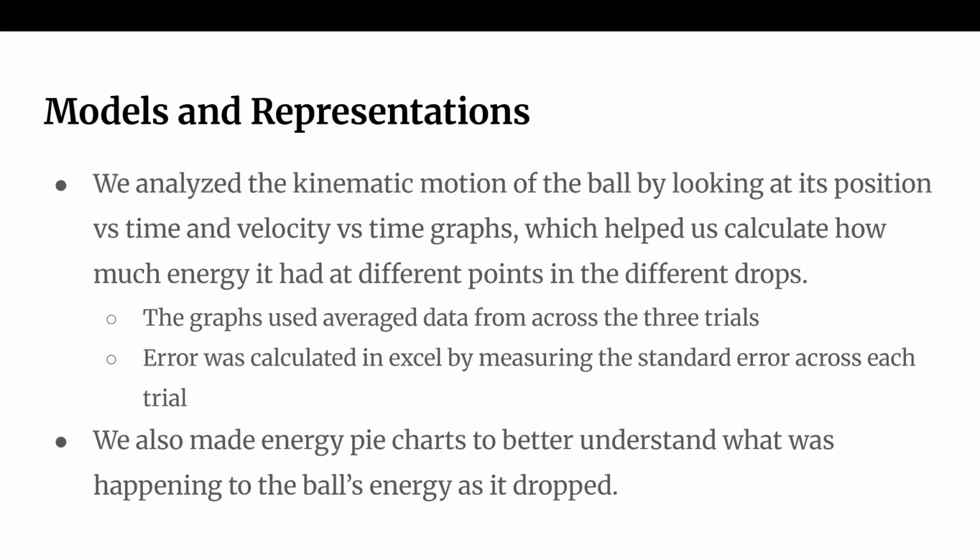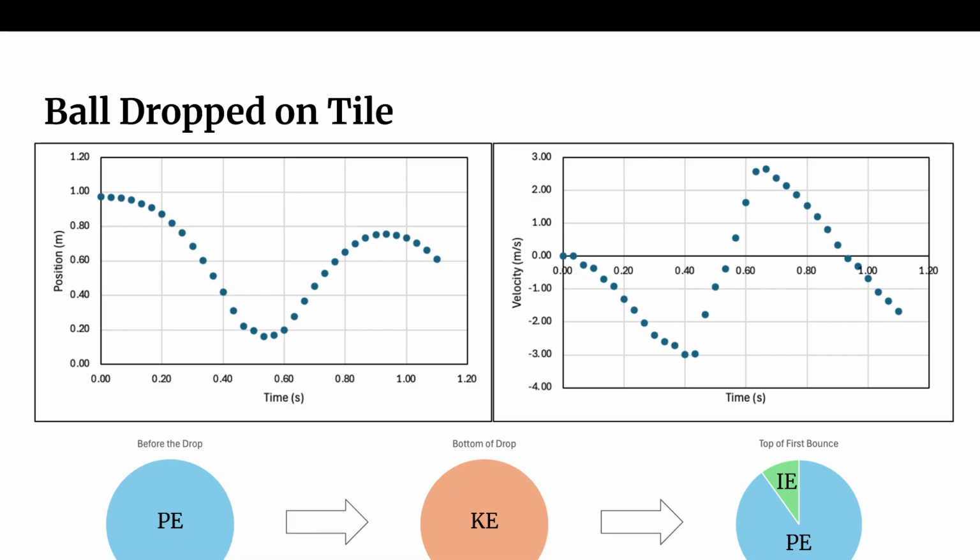Once we put the data into Tracker, we averaged it across 3 different trials, and we used those to create position versus time and velocity versus time graphs. Those helped us calculate how much energy the ball had at different points. We calculated in Excel using standard error. And then we made qualitative energy pie charts to better understand how the energy was acting across the 3 trials.